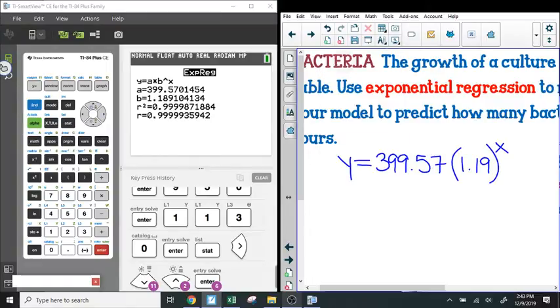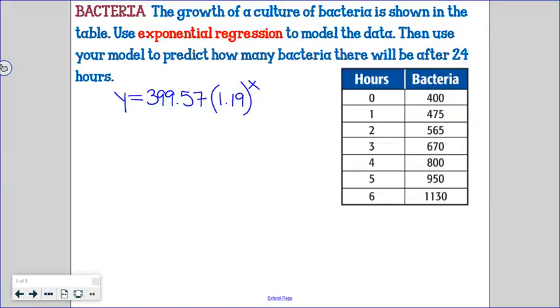So if we look at our question here, use your model to predict how many bacteria there will be after 24 hours. Are they giving us x or y? X, right? We saw on Friday all horizontal tables. Vertical tables goes the same order, x, y. So they just gave us that x equals 24. We're going to go ahead and plug that into our equation right there and grab my calculator and type that in.